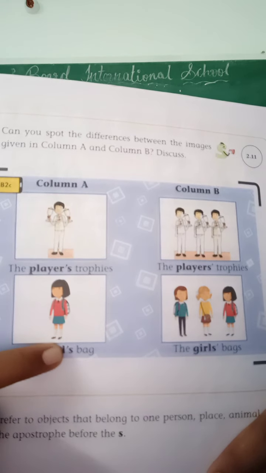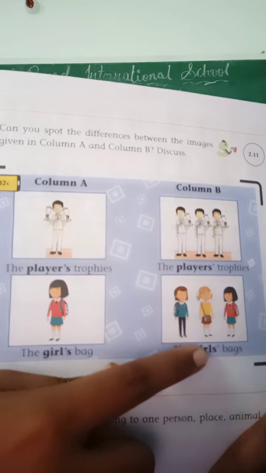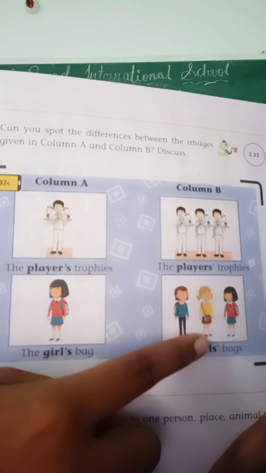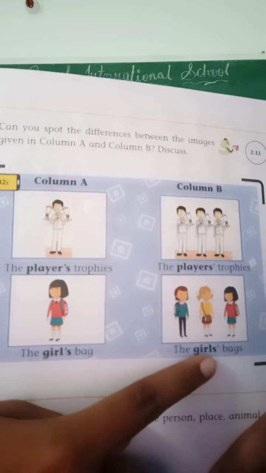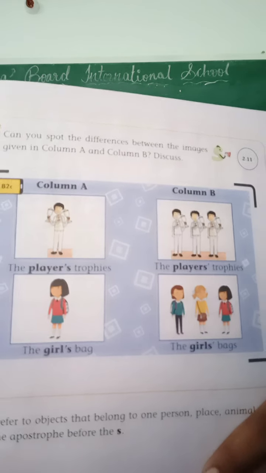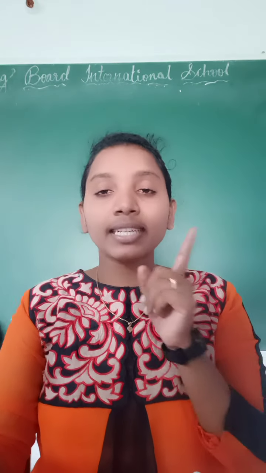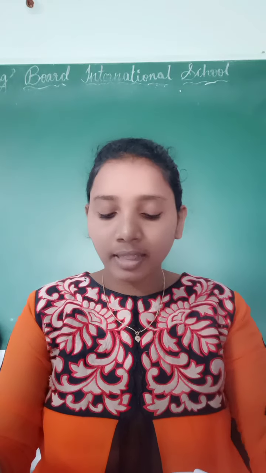So we are keeping the apostrophe before the S, and here, the girls' bags. Three girls are there and three bags are there. Three girls means plural form, so we have to keep the apostrophe after S, children. When we refer to objects that belong to one person, place, animal or thing, we place the apostrophe before S. If it is a singular noun, children, we will keep the apostrophe before the S.